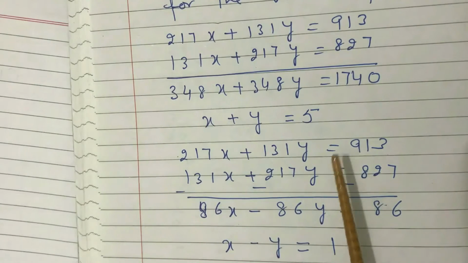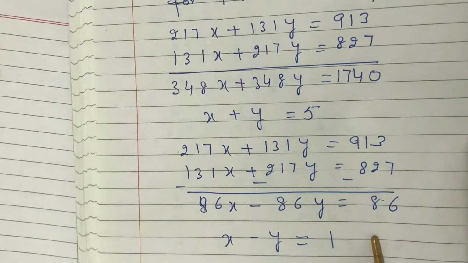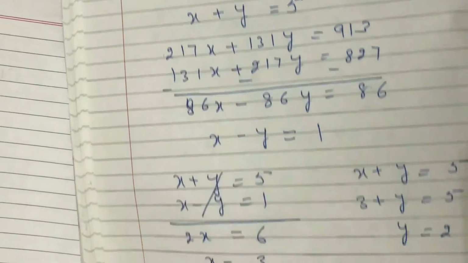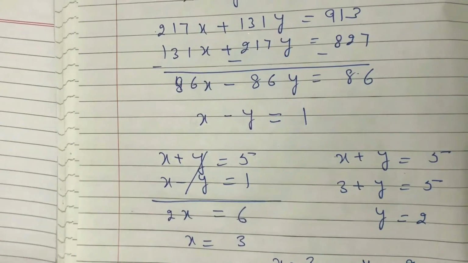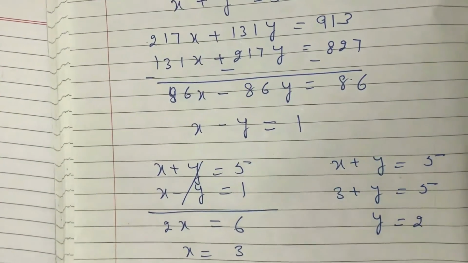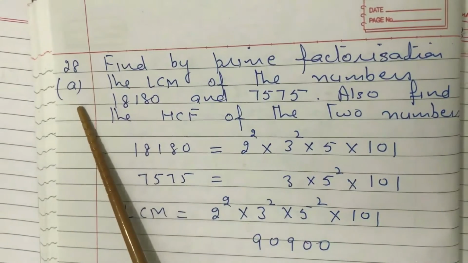You can adopt any method, either elimination method or substitution method. Value of x will come out to be 3 and value of y will come out to be 2. So x is 3, y is 2. That is the answer.